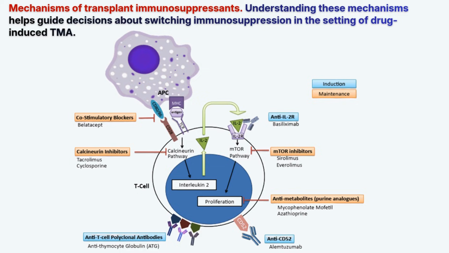Now shift your attention to the center. Interleukin-2 is the key signal driving T cell proliferation. Blocking this signal at different levels is how we maintain immunosuppression after stopping a CNI.